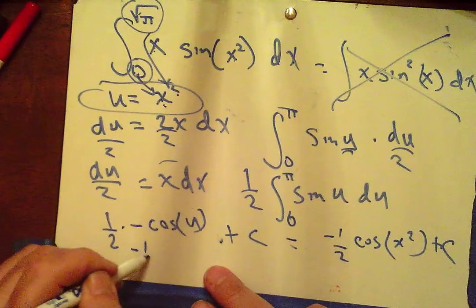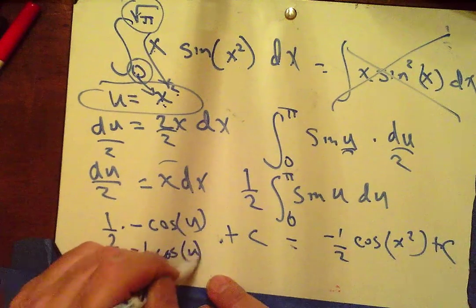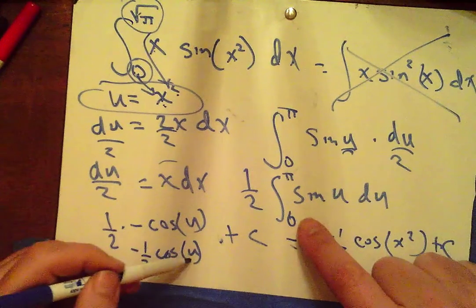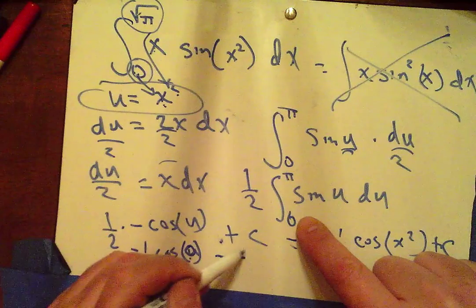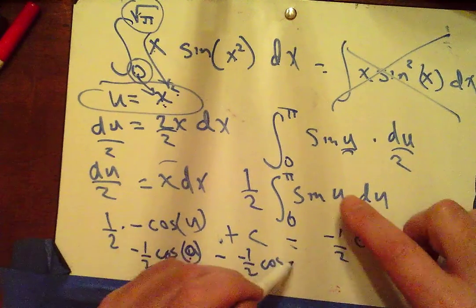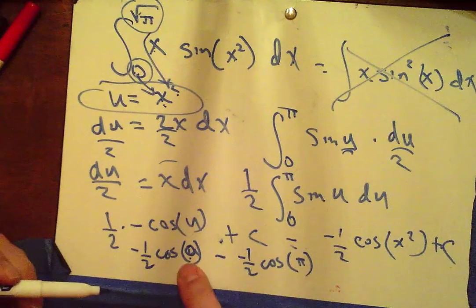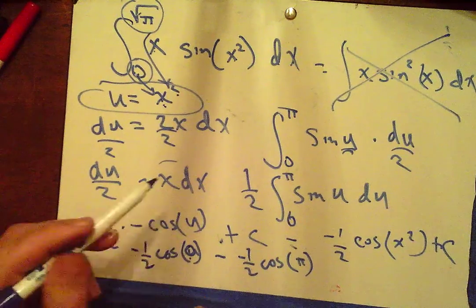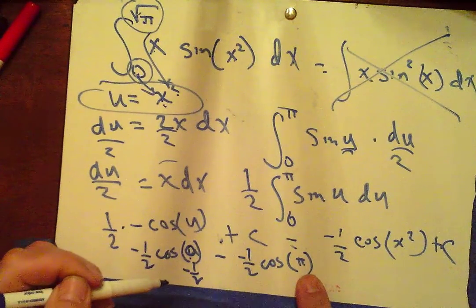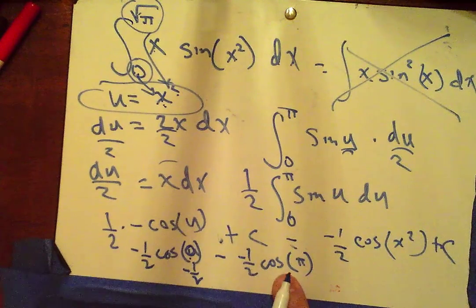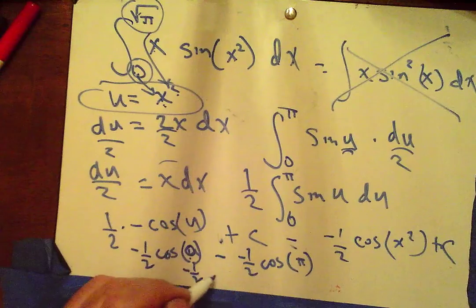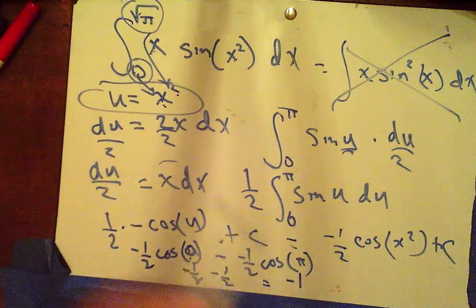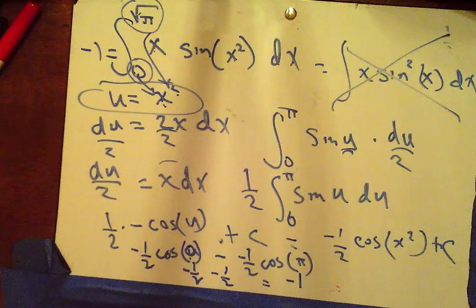So I've got negative 1/2 cosine of u. And when we do a definite integral, the c's are always going to cancel. So I'm just going to plug in a 0 here, and I'm going to subtract negative 1/2 cosine of pi. Okay, cosine of 0 is 1, and negative 1/2 times 1 is negative 1/2. Cosine of pi is negative 1. So I have negative 1 times a negative is another negative. And so I end up with negative 1. This is equal to negative 1.